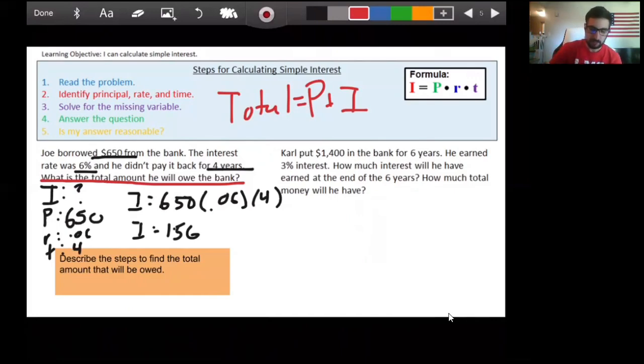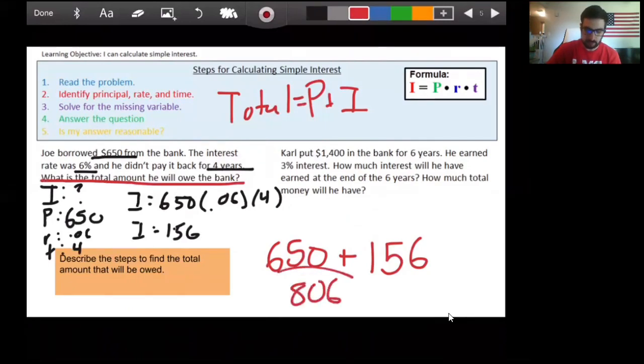So to solve this, I'm going to take my 650 because that was my principal. I'm going to add the interest that I have to pay. So Joe would have to pay this much money, 650 plus the 156 would come out to $806 that Joe would have to pay. So not only is he paying that $650 he borrowed, he also has to pay that $156 in interest for a grand total of $806.